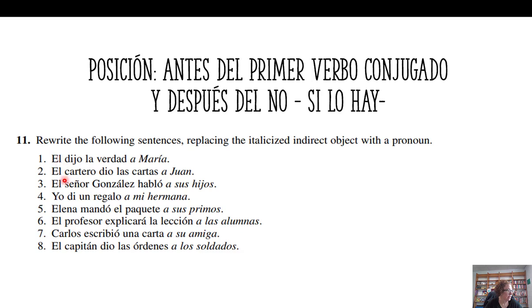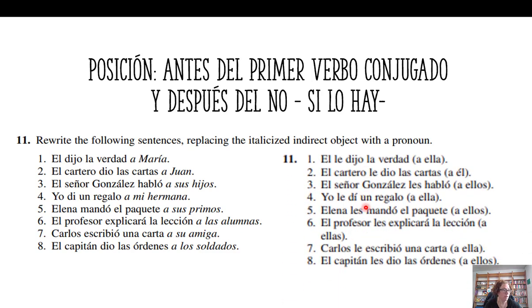El cartero le dio las gracias a Juan. El señor González les habló a sus hijos. Yo le di un regalo a mi hermana. Ella les mandó el paquete. El profesor explicará la lección a las alumnas. El profesor les explicará la lección. Carlos le escribió una carta y el capitán les dio las órdenes a los soldados.